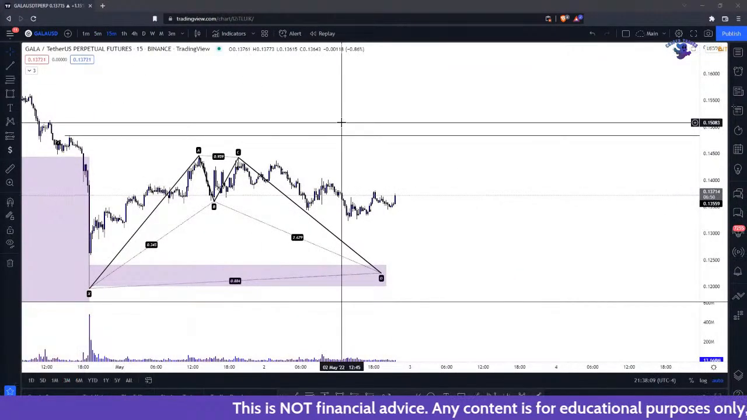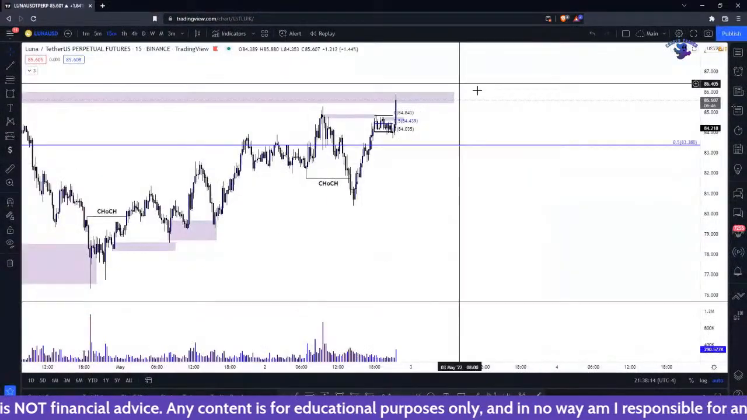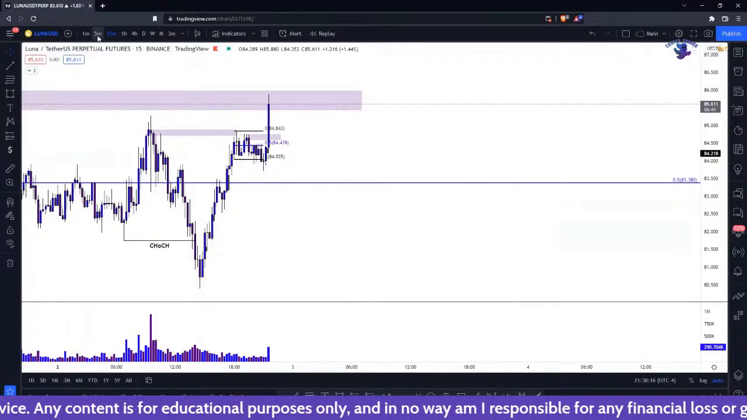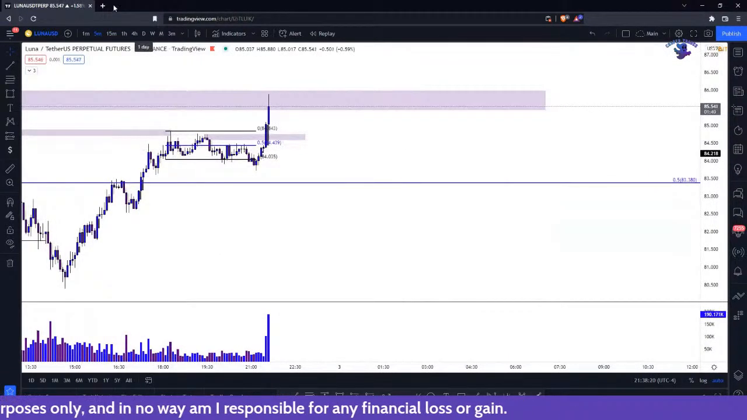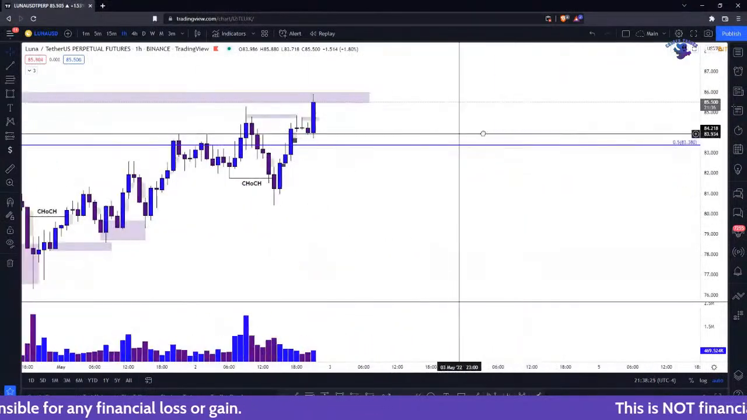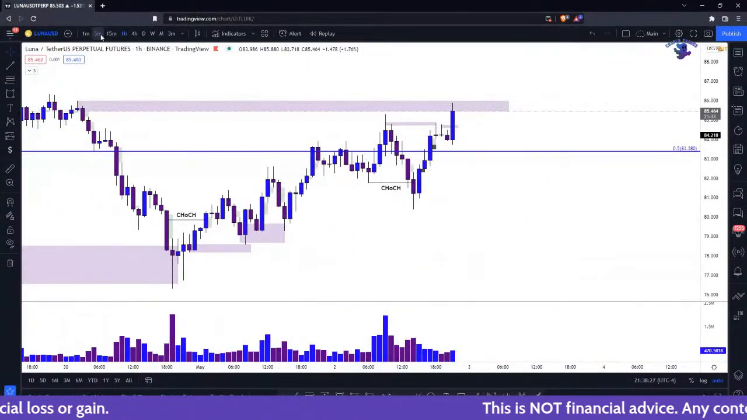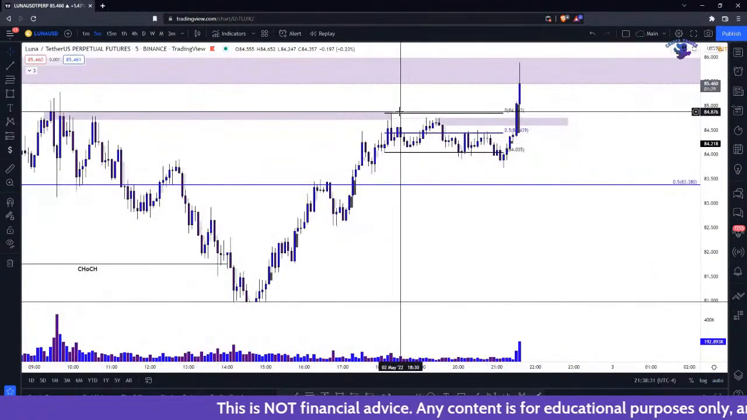Luna. I'm watching this all damn day. We're finally now into this 1 hour supply if you draw just this last candle. So it's been getting manipulated pretty hard. I wanted to short it. I did short it once earlier today and then ended up getting stopped at break even.